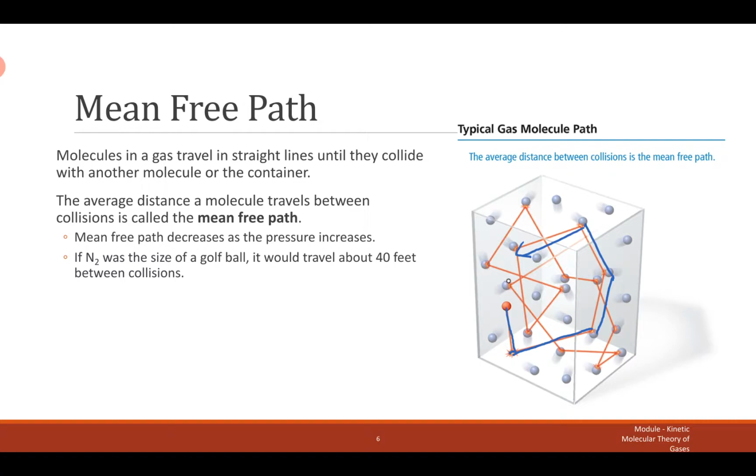And so the mean free path is the distance it travels before colliding with another gas molecule. The word mean here does not mean like angry or not friendly. It means average. And so when we talk about mean free path, we're talking about the average path length between bumps between molecules. That's known as a mean free path.